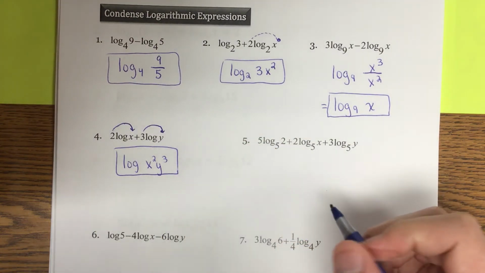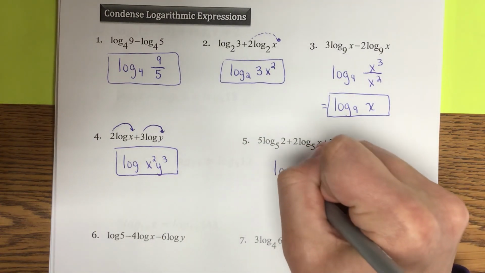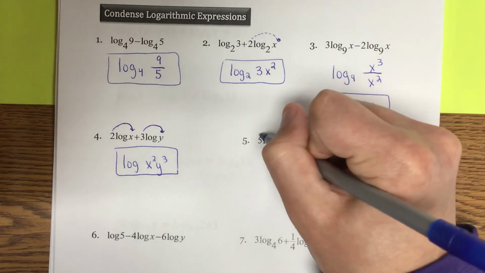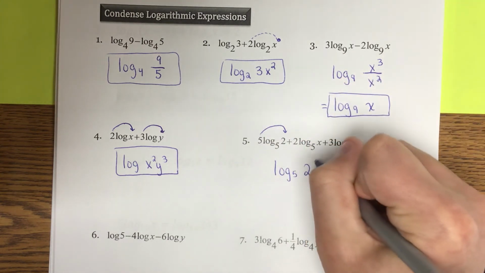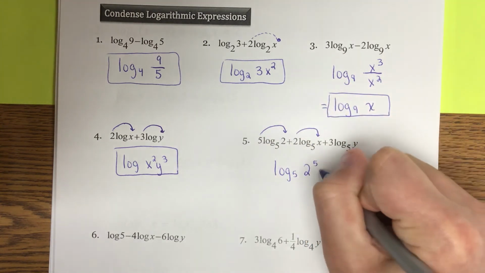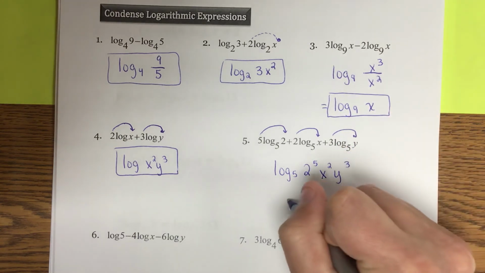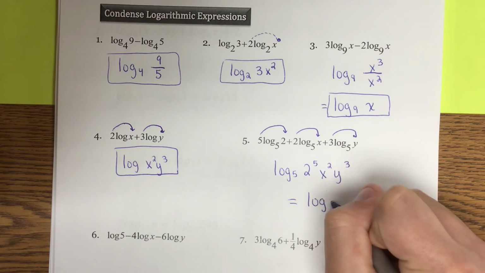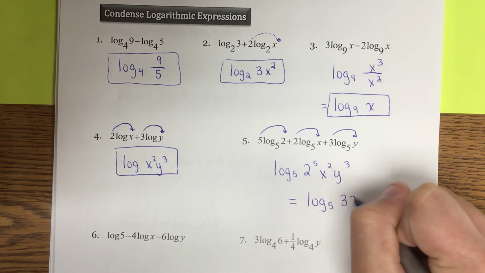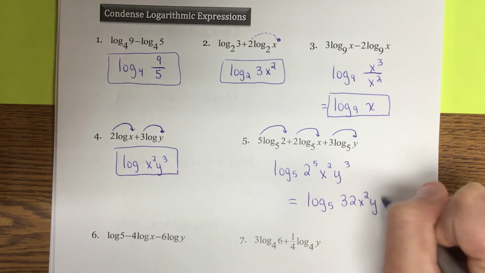Number 5, so I have log base 5. So this is going to be 2 to the 5th, x to the 2nd, y to the 3rd. And so that is the same thing as log base 5 of 32x to the 2nd, y to the 3rd.